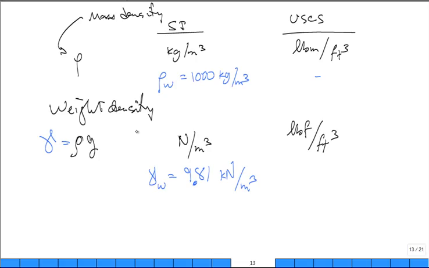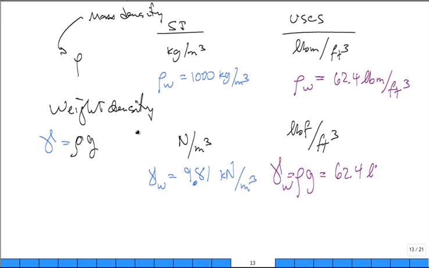Now the rho of water in USCS is 62.4 pound mass per cubic foot. The rho times g, or the gamma of water, is 62.4 pound force per cubic foot. Look good? All right, let's go on.